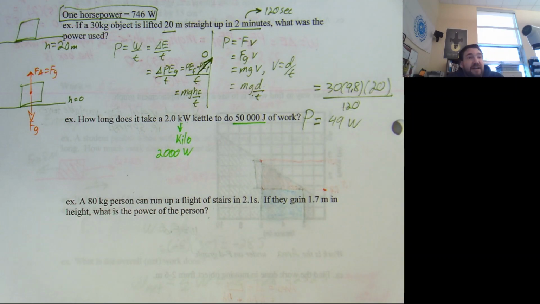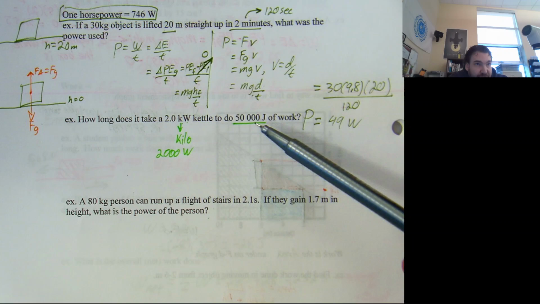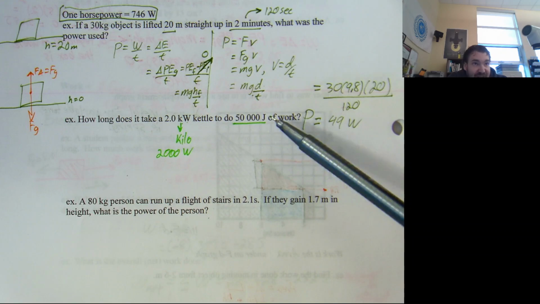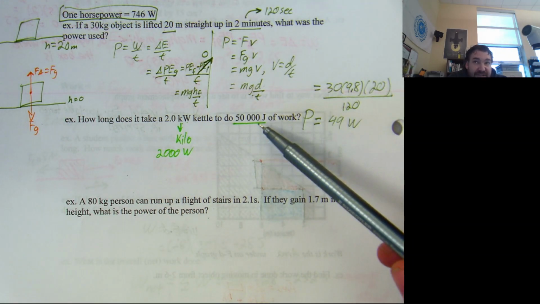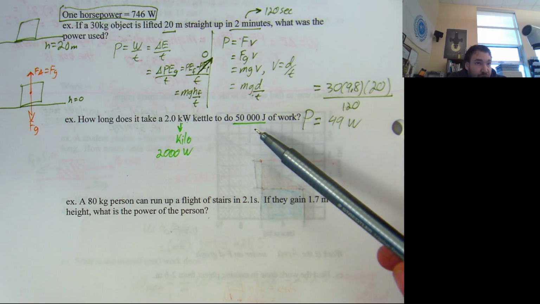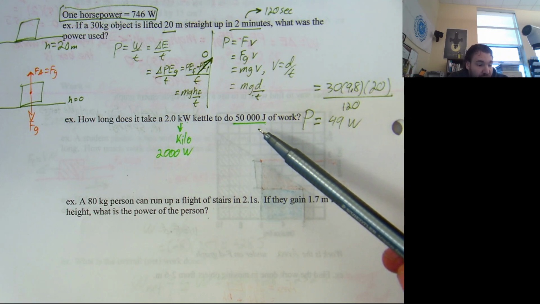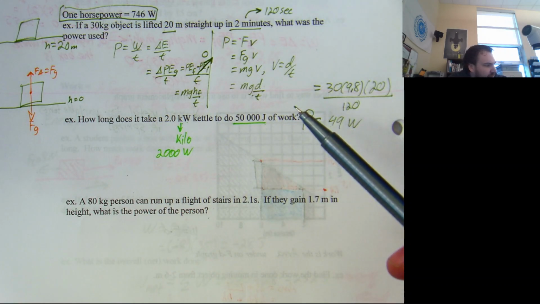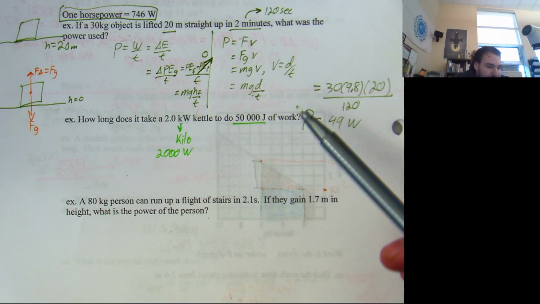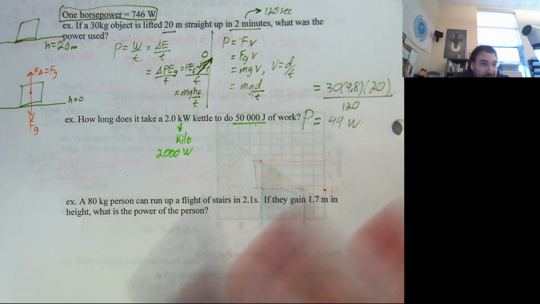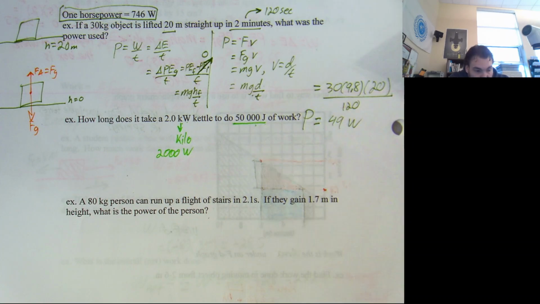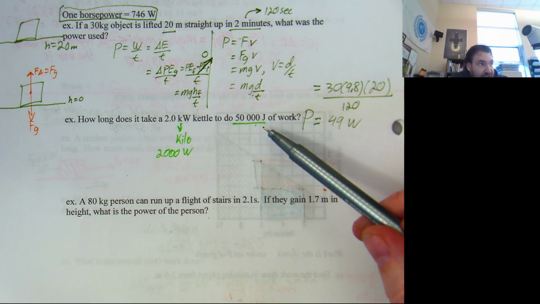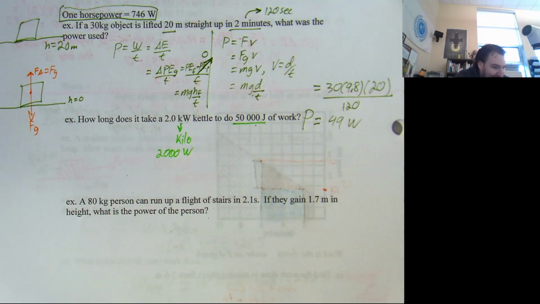Now, we have no context for what 50,000 joules worth of energy or work means. Next week, we're going to look at converting this into a temperature. 50,000 joules worth of work is going to change the temperature of water by a particular amount. That's Monday's lesson, next week. But for now, this is meaningless. You don't know what 50,000 joules of energy on a kettle is going to do. But let's find it.